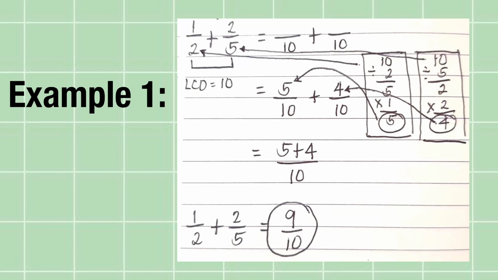Then we add the numerators. 5 plus 4 equals 9. Then copy the denominator of 10. So 1/2 plus 2/5 equals 9/10. Let's have another example.